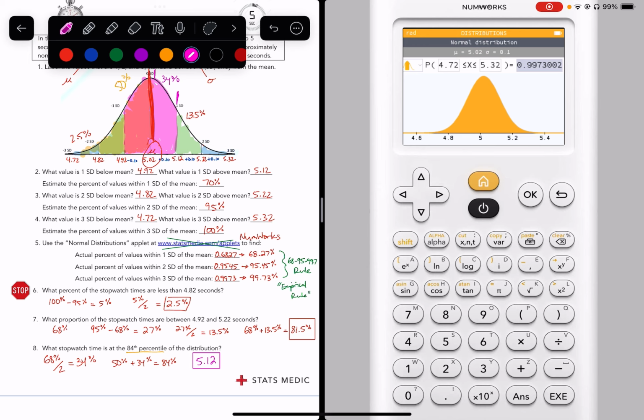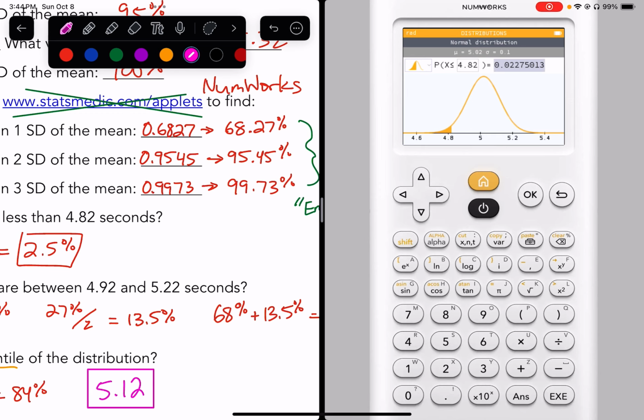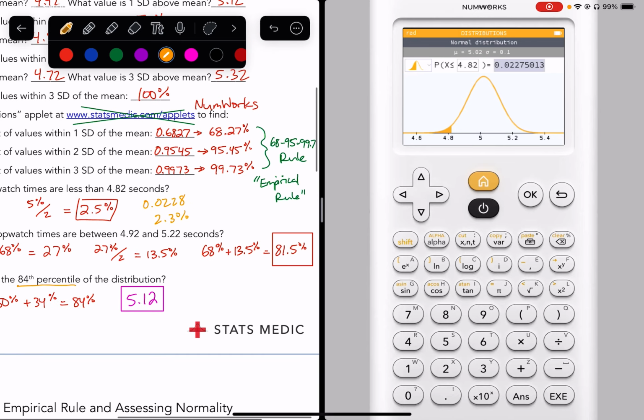Question 6, what percent is less than 4.82? So I'm going to go back to the left, and I'm going to change this graph to be the shading to the left. So you notice now my shade is on the left-hand side of the graph. So I want it less than 4.82, and it shows me 0.0228. So from the calculator, 0.0228, so about 2.3%. So we were pretty close. Okay, and again, we were using approximates for this, so it's good to be pretty close.